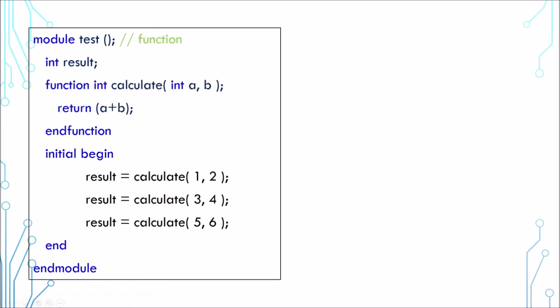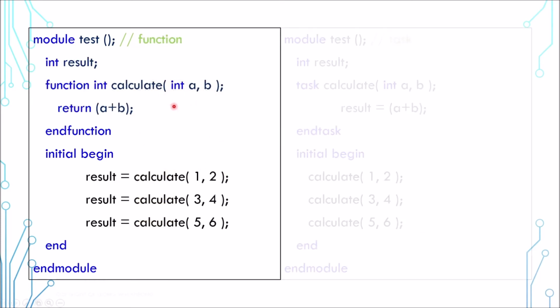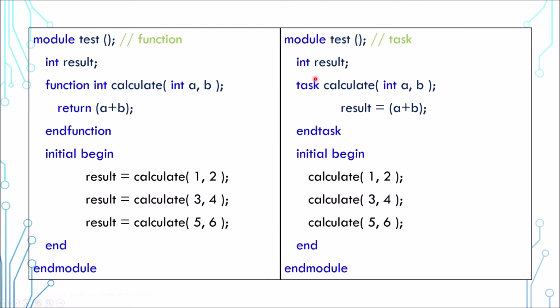Now let's talk about task. This is a function example and this is a task example. This is how task is defined and it is pretty similar to a function. There are two differences. First, function supports return value and task does not. You can use a function in this manner, but you cannot do the same with task. Second, task can have delay and timing control, but function cannot.